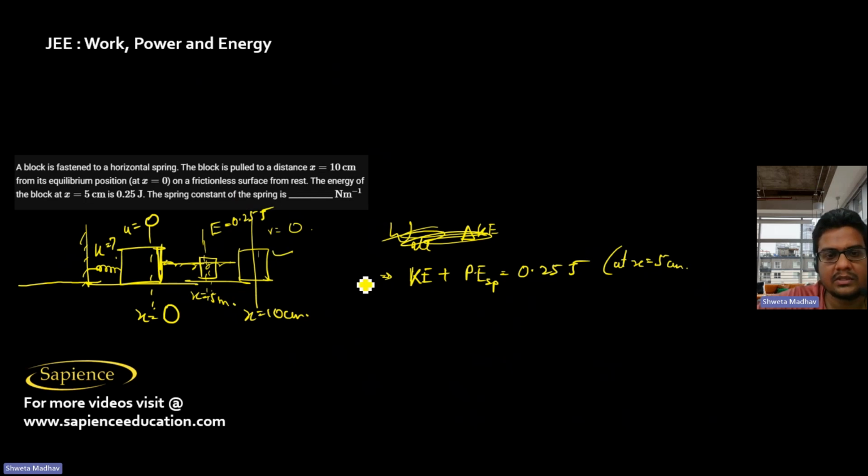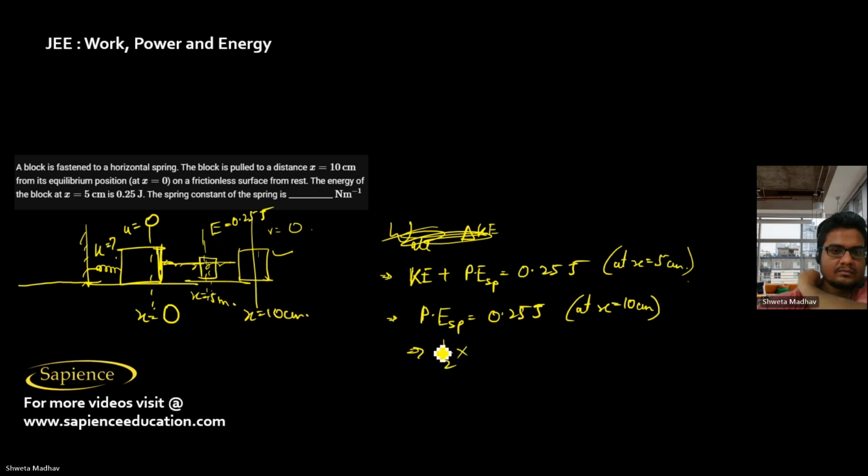And here it is coming to rest. So therefore I can say here the kinetic energy is 0 only. So the potential energy of the spring is equal to 0.25 joule at x equal to 10 centimeter. So therefore I can say half kx square. Half kx square means, with x as 5 by 100, squared, that is equal to 0.25.